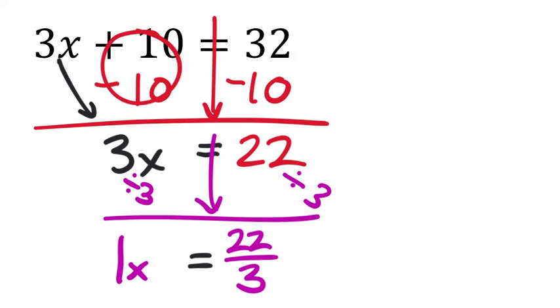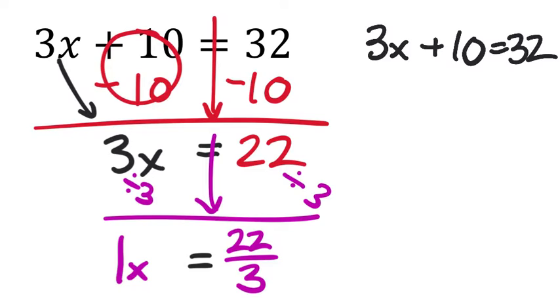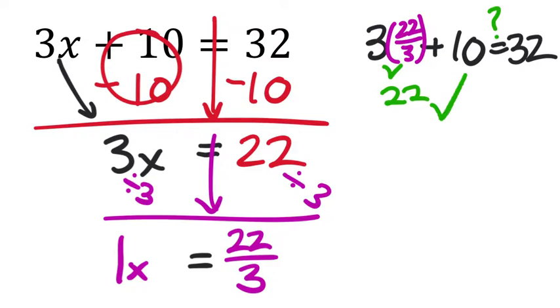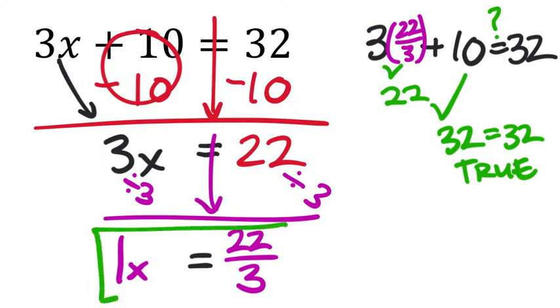Let's go back to the original equation, which is 3x plus 10 equals 32. Now, if this is a true statement, then I should be able to replace the x with the 22 thirds that we just found. At this point, all I'm doing is checking for truthfulness. Well, 3 times 22 thirds is 22. Then plus the 10 would be 32. So 32 equals 32. That's a true statement. And now that I know it's true, I can box this in with confidence as my solution.